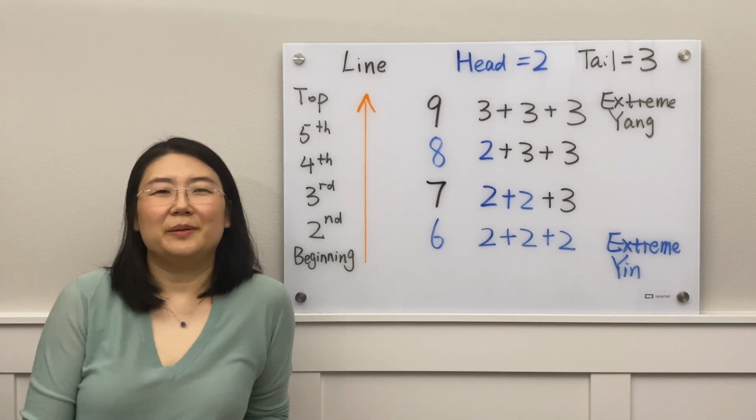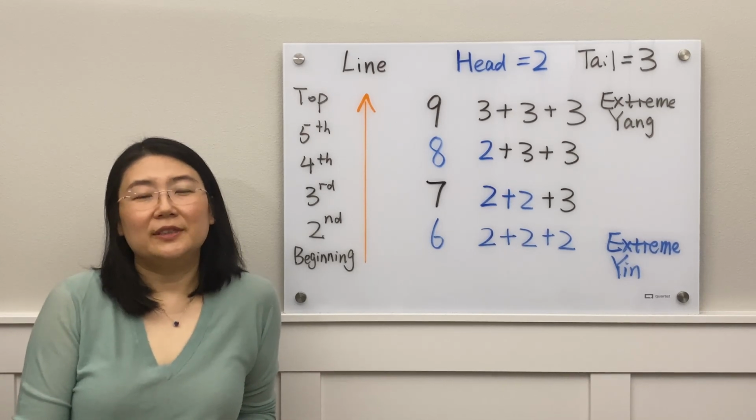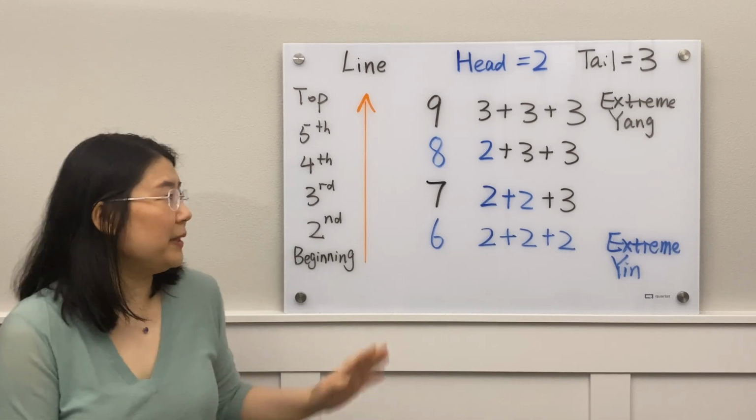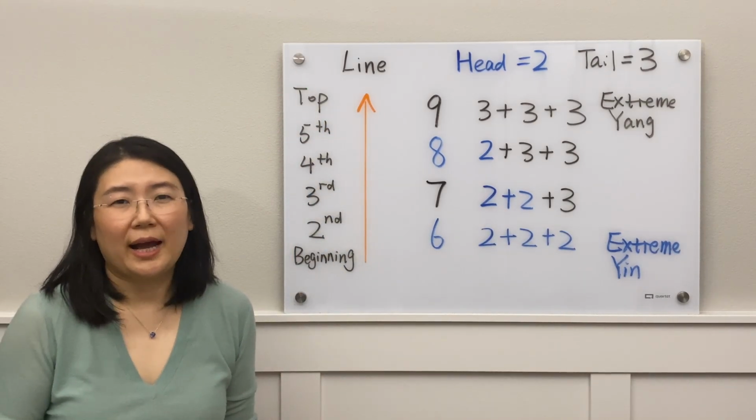Today's video is about how to do I Ching prediction, also known as divination, based on the coin method. So let's begin by sharing the basic structure of any of the 64 hexagrams.